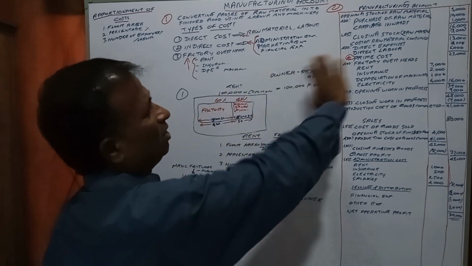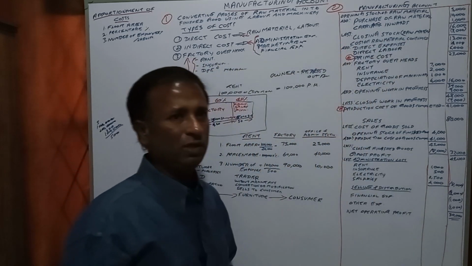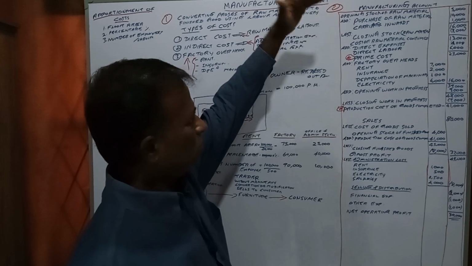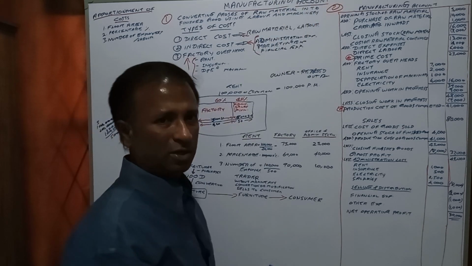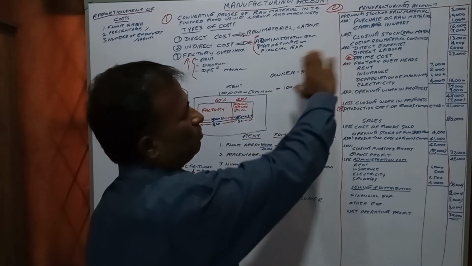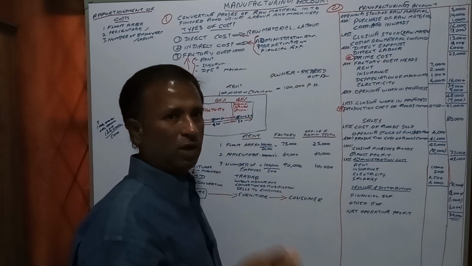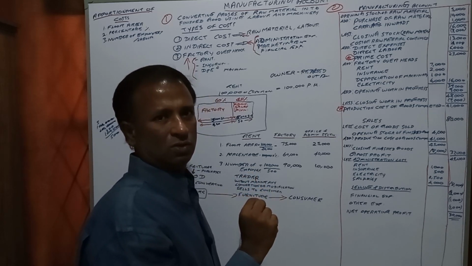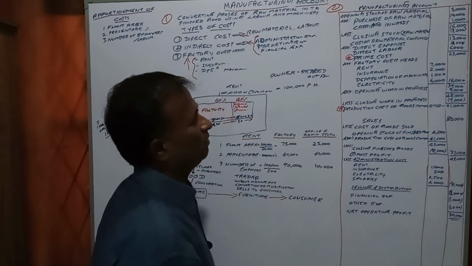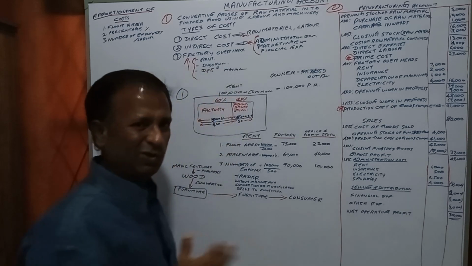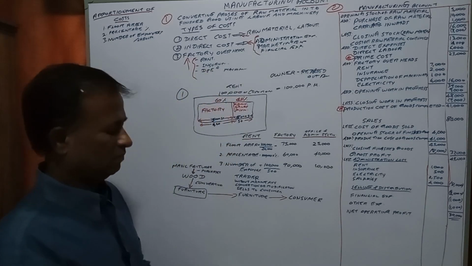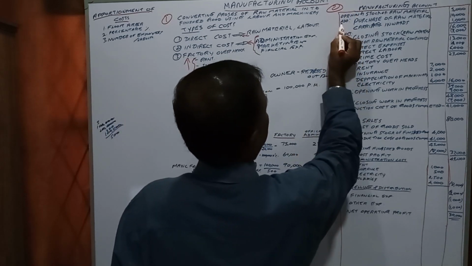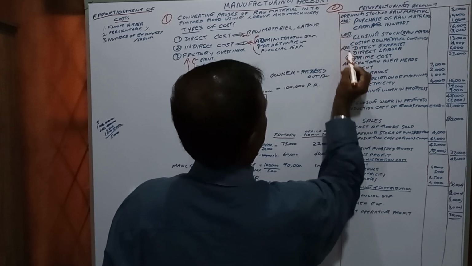Now we move to the manufacturing account. In the manufacturing account, first of all you mention the opening stocks of raw materials. You have to mention it very clearly: opening stocks of raw materials, that is 5,000. Then you have to add the purchases of raw materials.